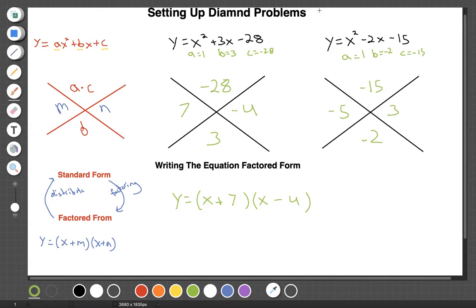It's that simple. See if you can pause this and do that same thing for this one. Great, so you will get y equals, parentheses, x minus 5, close parentheses, parentheses again, x plus 3. That's how you write it.